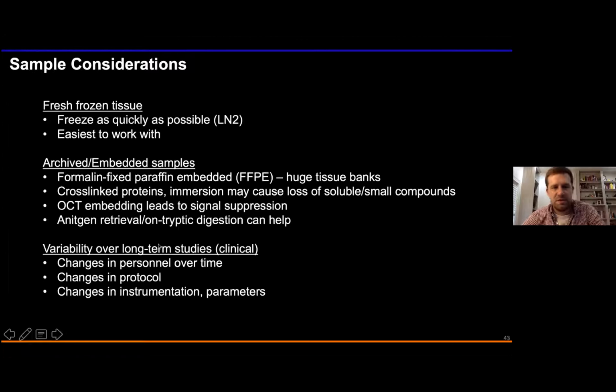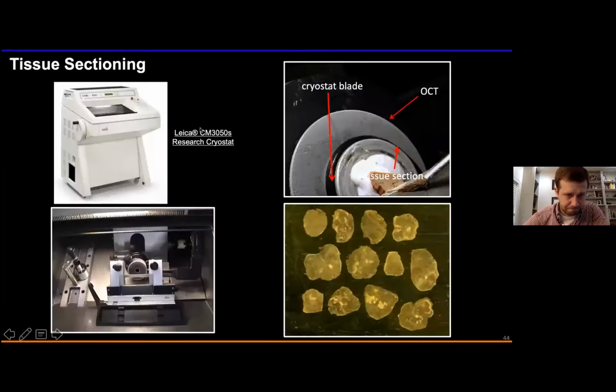Some other things to consider are variability over long-term studies. So changes in personnel, equipment, instrumentation parameters. These are all things that are important to consider when setting up a cohort of imaging mass spectrometry experiments. Okay, so I'll show a video of how we section these tissues in just a second.